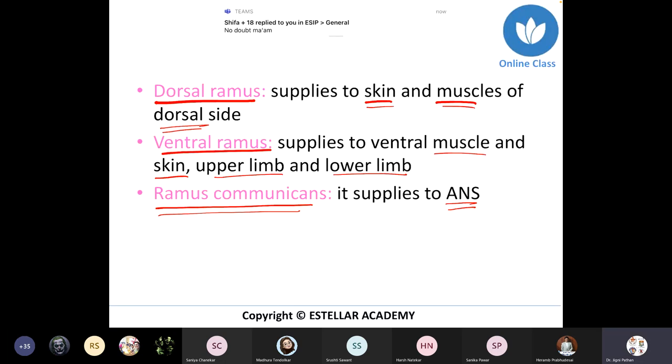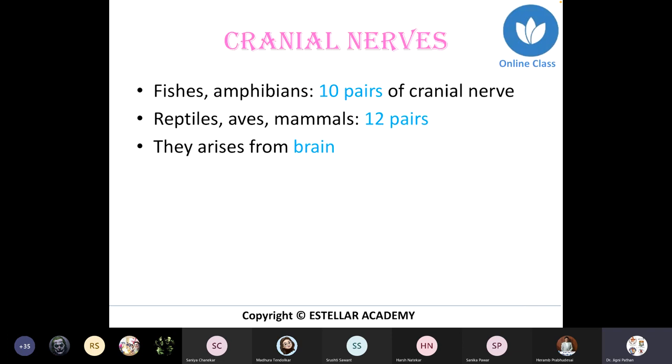Okay, next. This is all about the spinal nerves. Next, we are moving to cranial nerves. The nerves arising from where? The nerves coming from the brain are called cranial nerves. So, in fishes and amphibians, important question, there are 10 pairs of cranial nerves. In reptiles, birds, and mammals, 12 pairs of cranial nerves. They arise from the brain, so they are said to be the cranial nerves. Any doubts to anybody there? Is all clear?